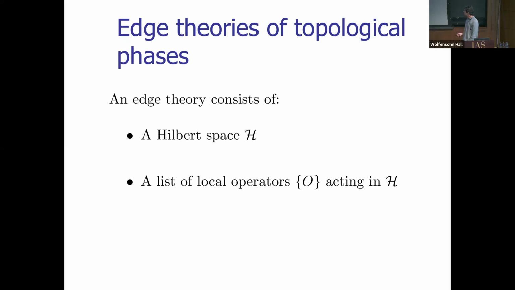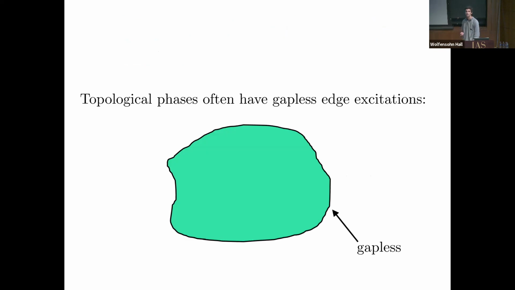So what is an edge theory? For the purpose of this talk, an edge theory consists of basically two pieces of data. It's a Hilbert space, H, and it's a set of local operators, O, that act on this Hilbert space. Yes? Yeah, one question about your first transparency. I thought that these systems that have anyons have some kind of symmetry, like a one-form symmetry or things like that. Okay, yeah. So when I say global symmetry, I mean zero-form symmetry. Oh, yeah. Sorry.